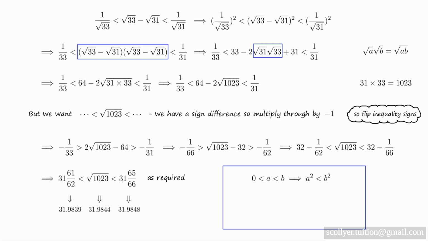And here is a simple proof using the rules of inequalities. If a is less than b, then on multiplying both sides by a, we obtain a squared is less than ab. And if a is less than b, then on multiplying both sides by b, we have that ab is less than b squared. And on combining these two results, we find that a squared is less than ab is less than b squared, so a squared is less than b squared.